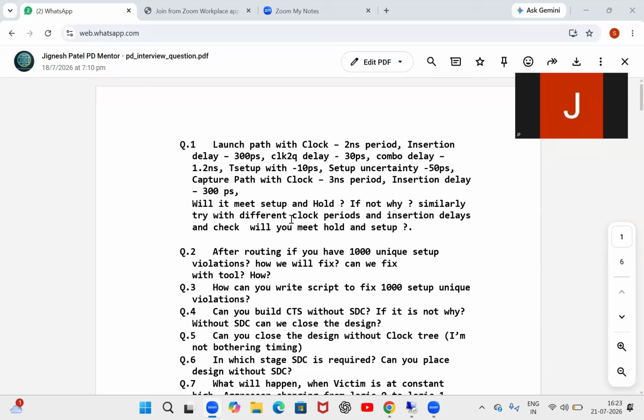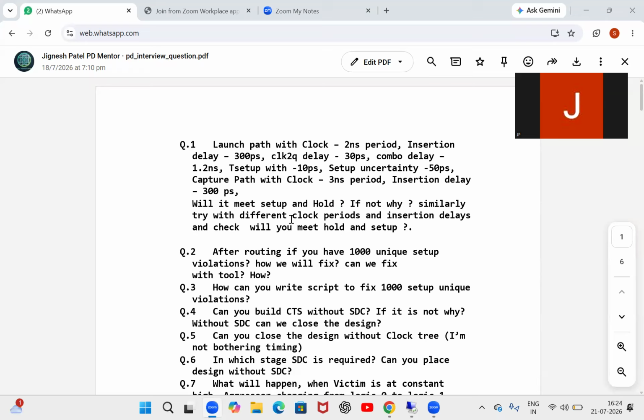See, if you don't provide SDC, the tool will not have any idea about the clock. What is your clock period? So launch edge, capture edge, that is not defined. So the tool will not do any timing analysis, and cannot do any optimization with respect to timing. Yeah, but it can do congestion and all, right? It can just do placement. Only optimization with respect to other factors is possible, but the tool will not do anything from a timing perspective.